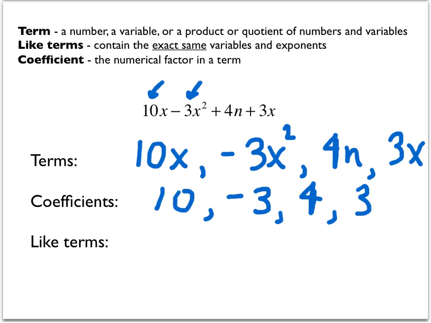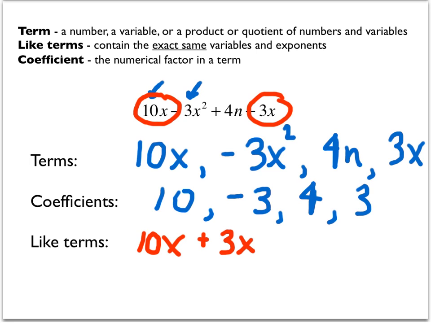Now as far as like terms, do we have any of these terms that we could combine together? Remember, they have to be the exact same variables and exponents. Sure enough, we do. Our like terms are going to be this one, 10x, and this one. So if I combine those together, notice I have a 10x, and I can't remember if that was a plus sign or a minus sign. I think it was a plus sign, plus 3x, and 10x plus 3x is indeed 13x. So a key idea here is that we can combine or put together like terms. We'll be doing a lot of this in the rest of this intermediate algebra class.